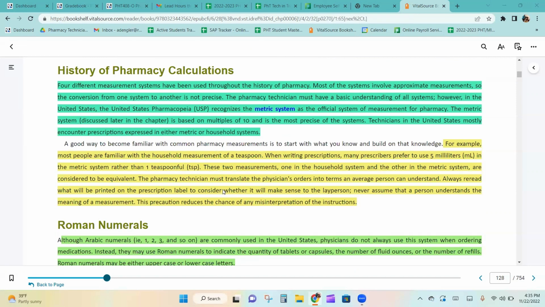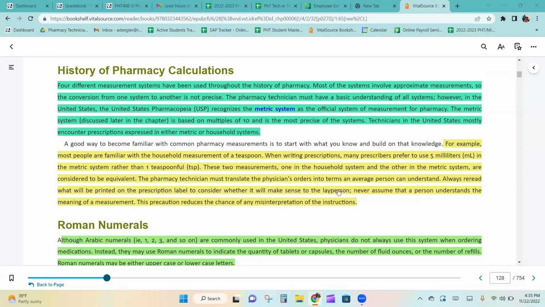Four different measurement systems have been used throughout the history of pharmacy. Most of the systems involve approximate measurements, so the conversion from one system to another is not precise. The pharmacy technician must have a basic understanding of all systems. However, the United States Pharmacopeia recognizes the metric system as the official system of measurement for pharmacy. So we only use the metric system in the pharmacy. That doesn't mean the doctors aren't going to write household or apothecary on prescriptions, but we only use the metric system.